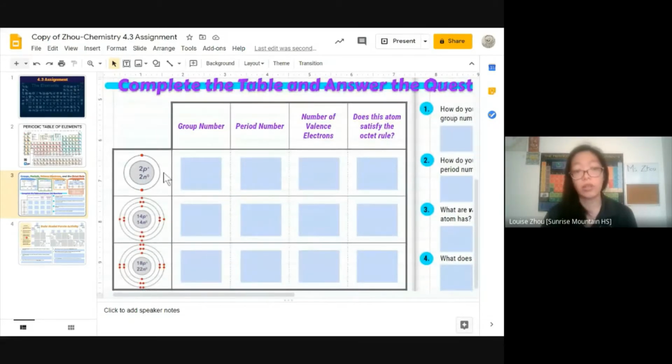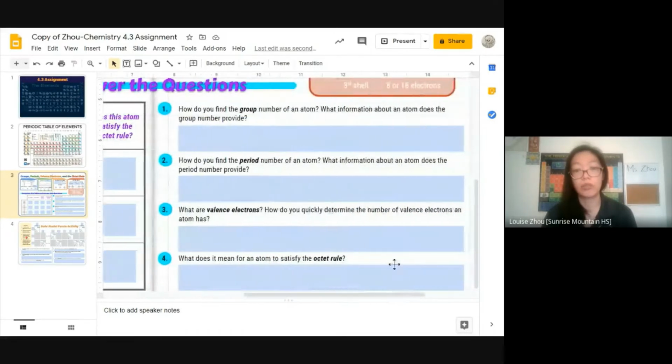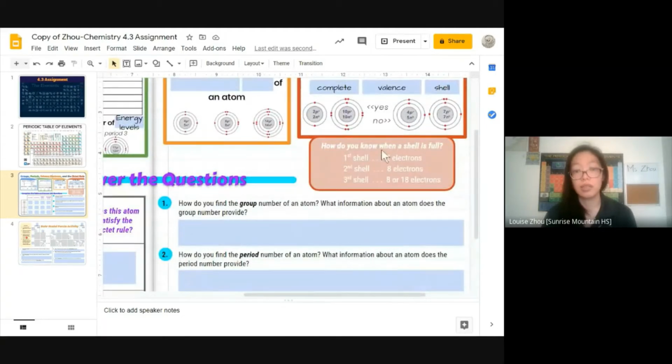So here you're going to look at the periodic table, find this element, and then answer these questions. Does this atom satisfy the octet rule? Look over here and see: if it only has one shell, does it have 2 electrons? If it has more than one shell, does it have 8 valence electrons? It needs to be valence electrons, these outermost electrons.